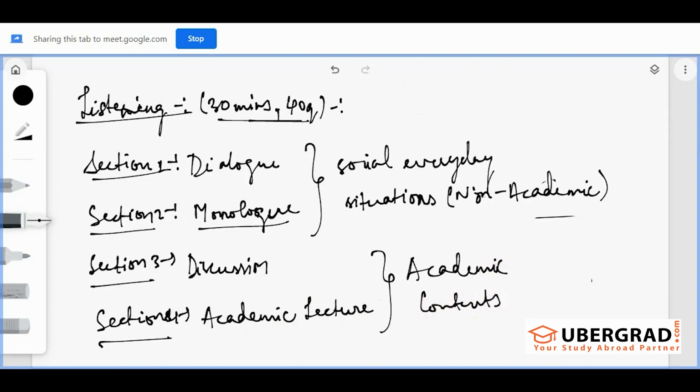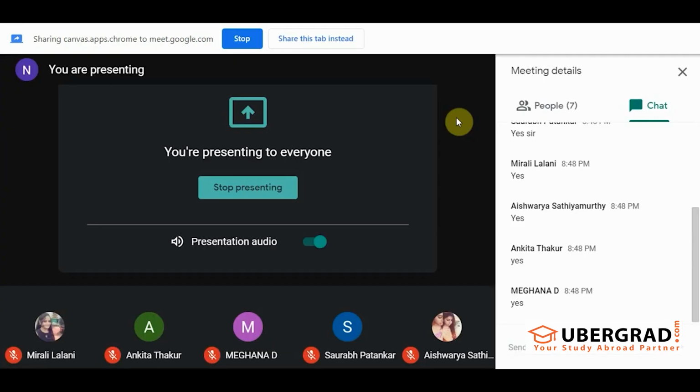That is discussion. In section 4, you will hear an academic lecture. Academic lecture again means how many voices? Lecture means just one person speaking, right? So it's a monologue based in an academic context. Monologue means one person speaking, right? So we can call it a monologue based in academic context.